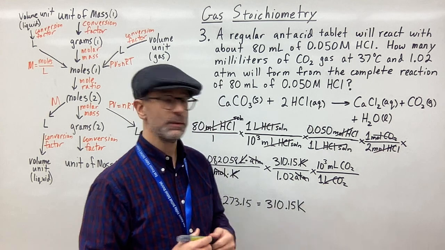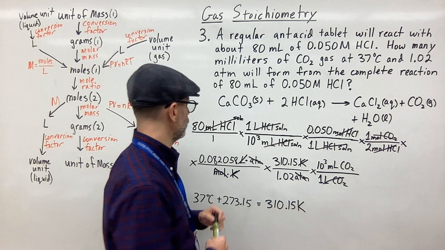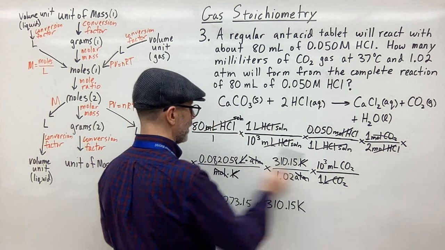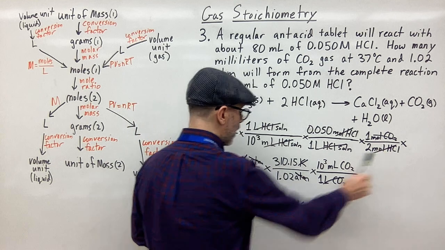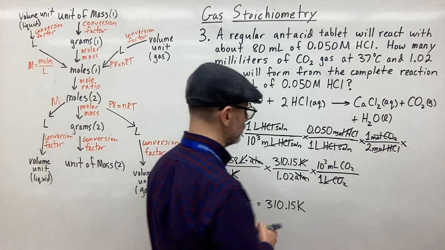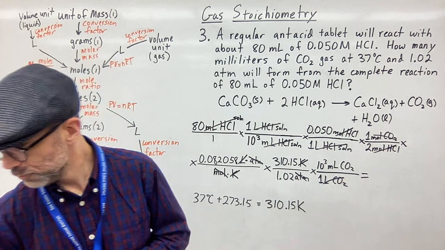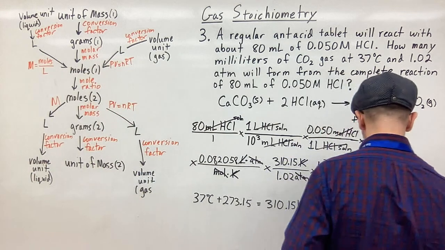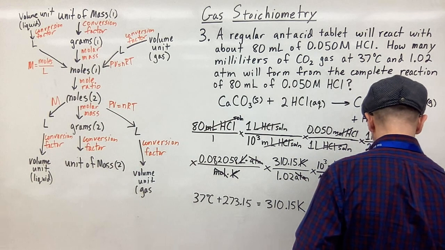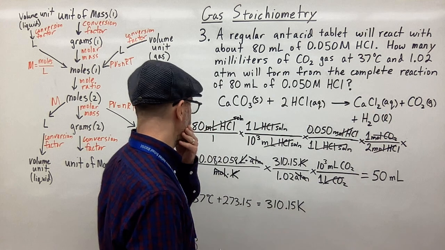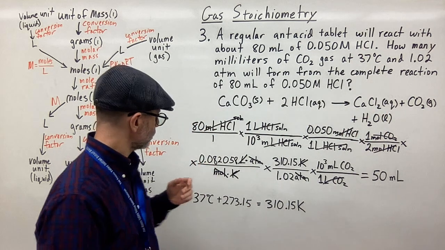So just because. Now all I need to do is multiply across the top by everything and divide by the bottom by everything, and I should get my answer. And when I do that, I get 50 milliliters. And so why 50 milliliters?